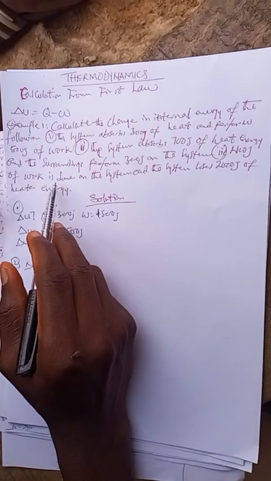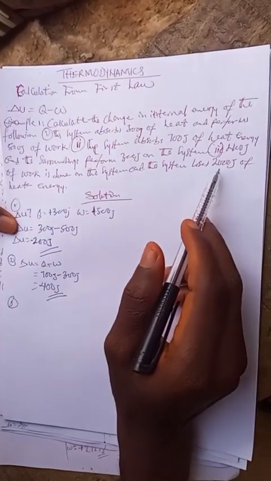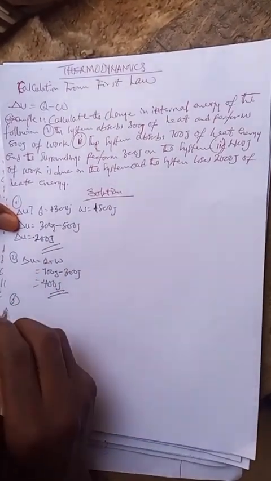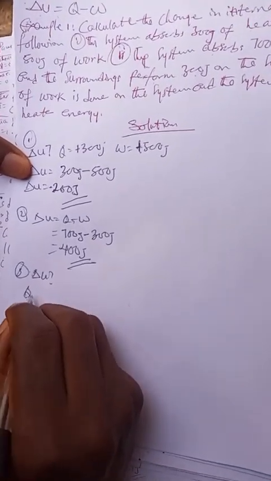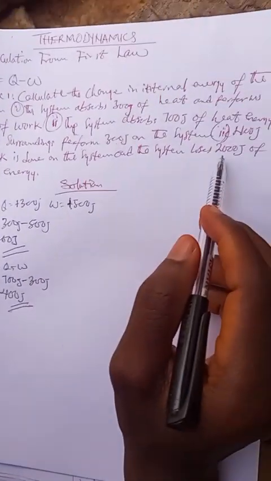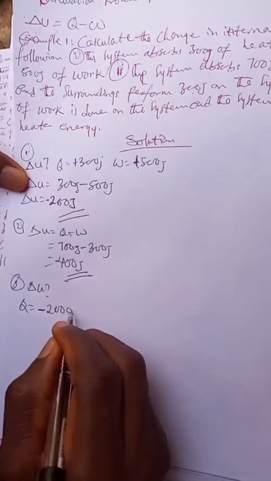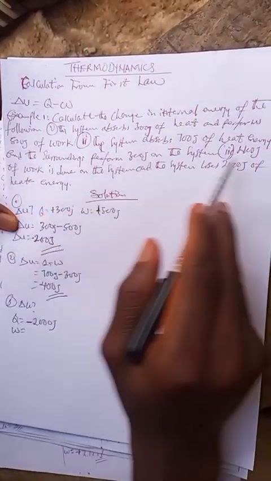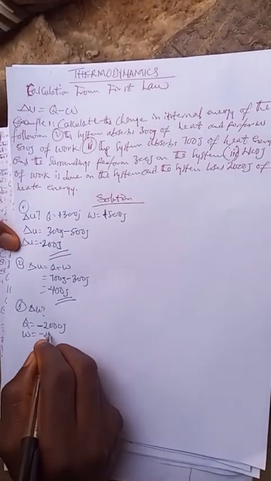400 joules of work is done on the system, and the system loses 200 joules of heat. Now, in this place, the internal energy that you want to calculate is unknown. Then your Q, the system loses what? 200 joules of heat. That means your Q is minus 200 joules. Now, let's look at W. 400 joules of work is done on the system. That means your W is minus 400 joules.